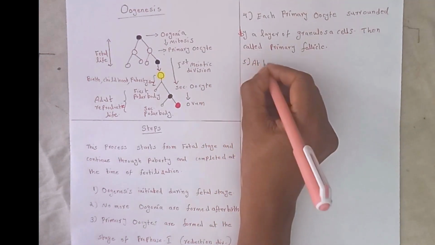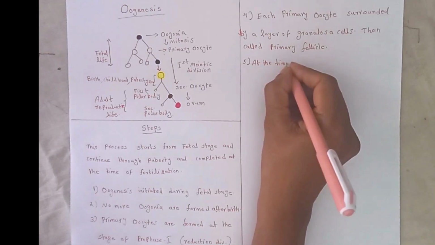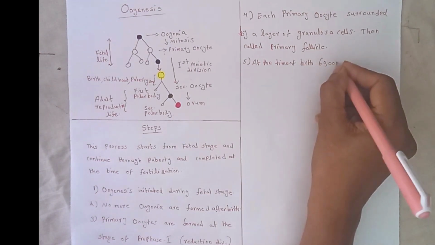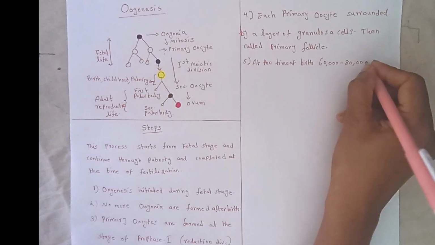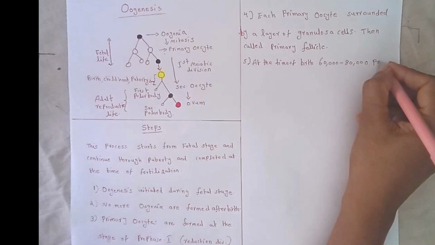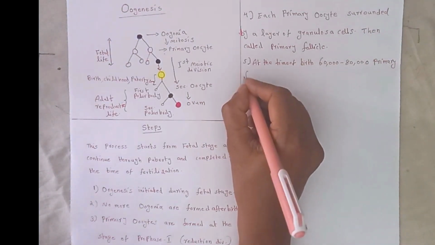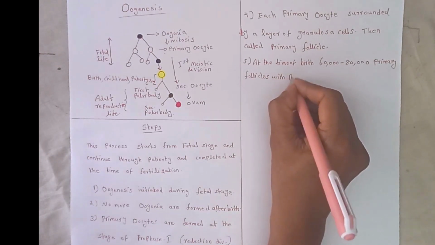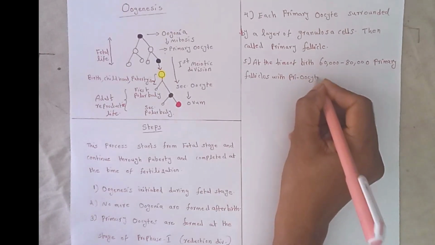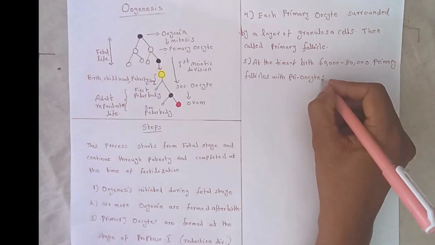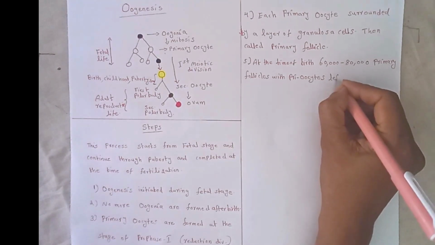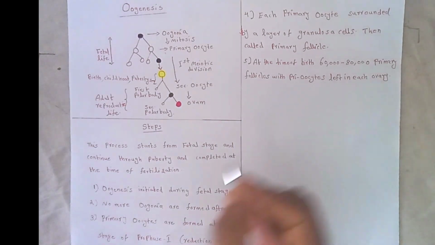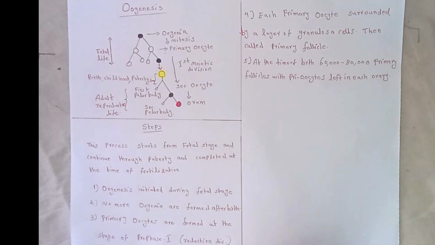At the time of birth, 60,000 to 80,000 primary follicles with primary oocytes are left in each ovary. There are 2 ovaries.